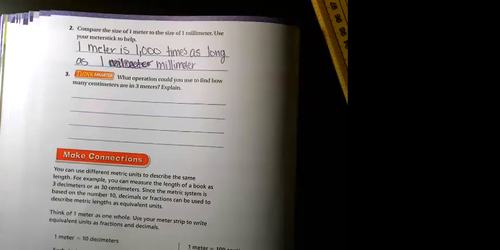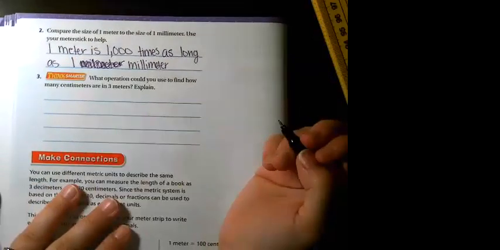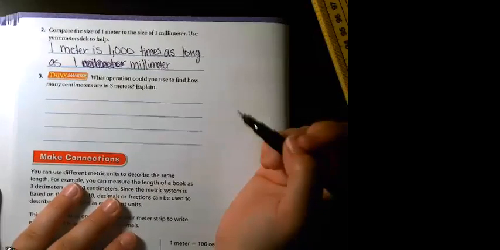Good, we've multiplied. All we've really been doing is multiplication when we want to change from one size to another in our liquid volume, in our weight, in our length, all of those things, okay? So we want to use multiplication. So what operation could you use to find how many centimeters are in 3 meters? I could use multiplication.